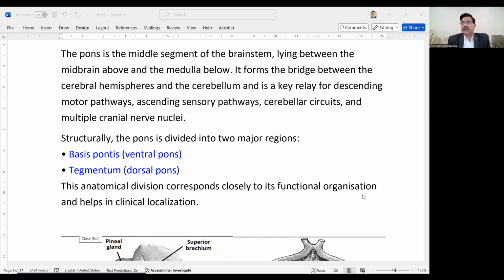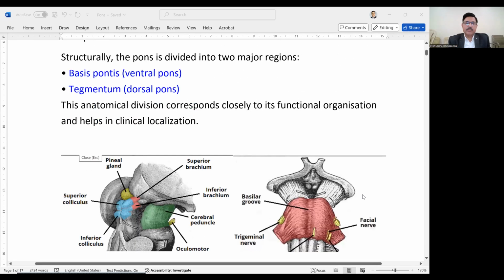which are the tracts affected? The motor tracts. All the motor tracts are in the basis, that is, the descending tracts are there. Some pontine nuclei are also there. Some cerebellar connections are also there. Whereas in the top part, the sensory tracts are there. Sensory tracts and cranial nerve nuclei are there in the dorsal part. That we will see. Look at the diagram here.